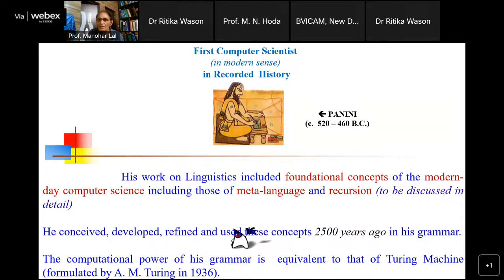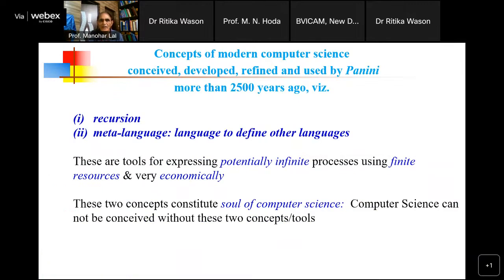He has given a number of new computational concepts also while writing the Ashtadhyayi, the grammar of Sanskrit, about 2500 years back. The two concepts of modern mathematics, one is meta-language and the other recursion, which are foundations of computer science in the design of programming languages and in expressing the solutions of problems. Recursion and meta-language were conceived by Panini 2500 years back. These are tools for expressing potentially infinite processes using finite resources.